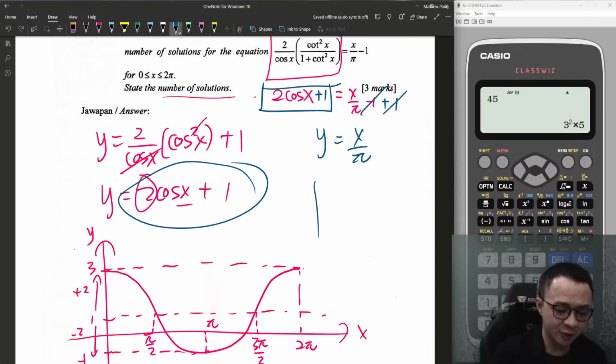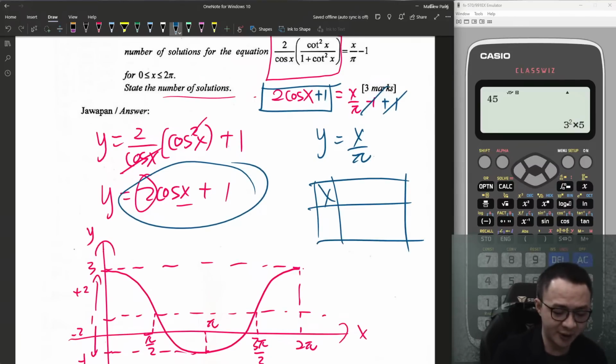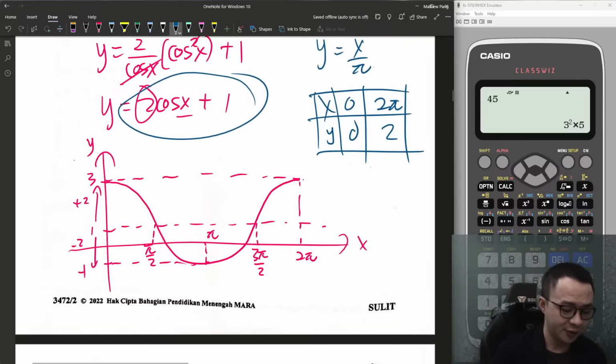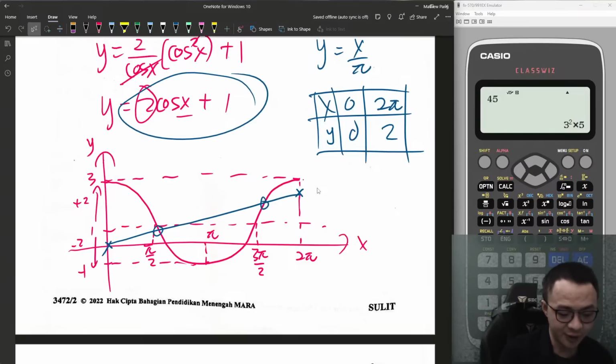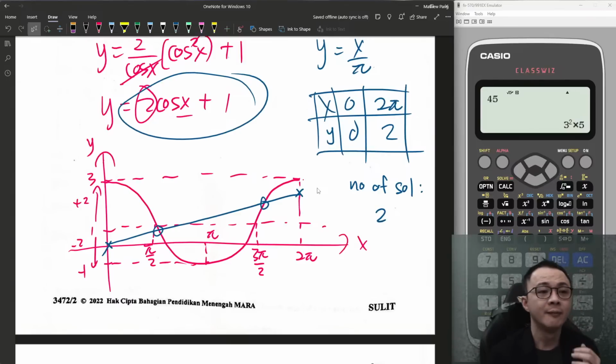Okay, I need 2 coordinates. Prefer 0 first, 0, 0. Then if this is 2 pi, pi and pi cut, you get 2, isn't it? You can sub into the equation. So I should have 2 coordinates. One is 0, 0, 2 pi at 2. Somewhere here. So you're going to use the ruler to draw. Number of solution is 2. So number of solution is 2. Okay. So far so good.